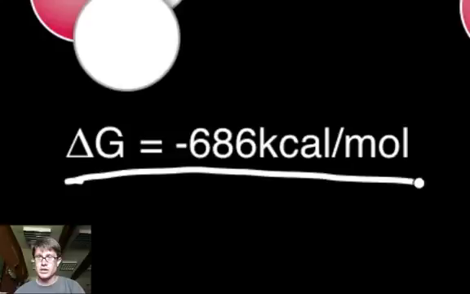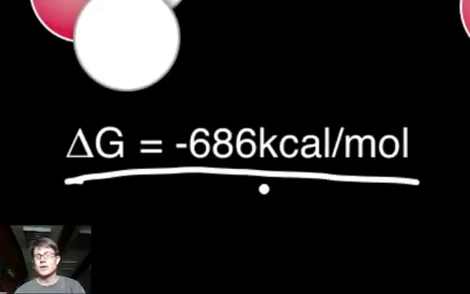The delta G of cellular respiration is negative 686 kilocalories per mole. That means if you had about 1/3 of a pound of glucose or sugar, you were to break that down in your body, you would release about 686 calories, big C, of energy.